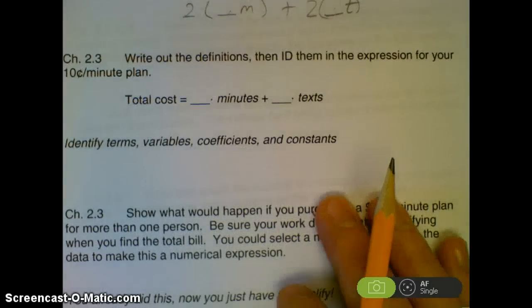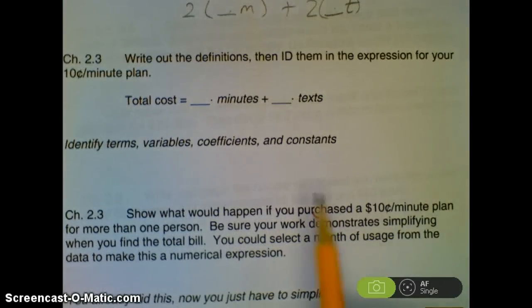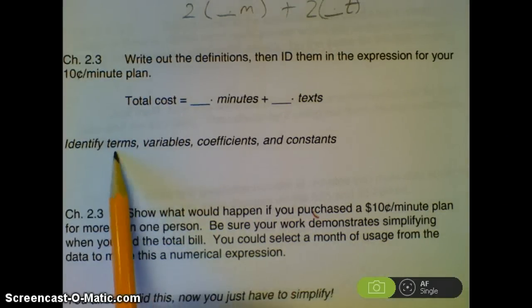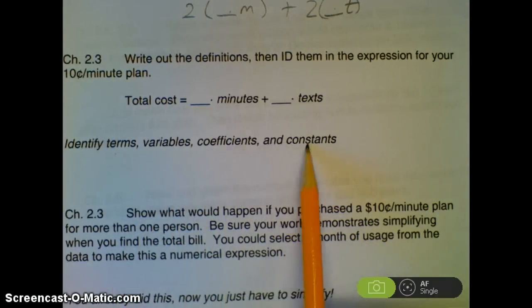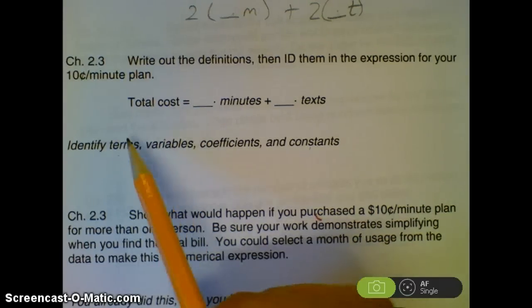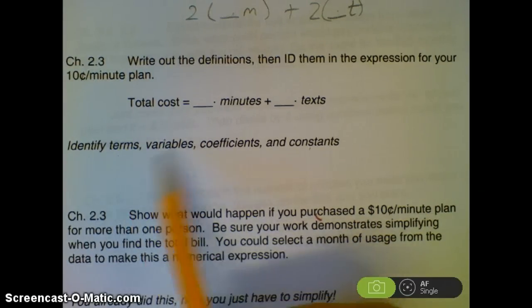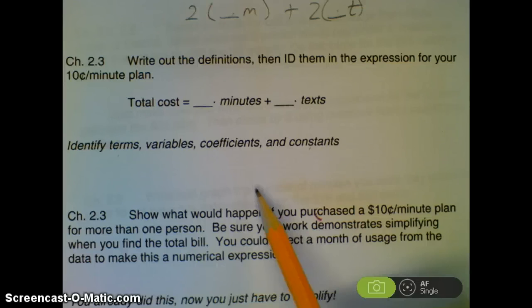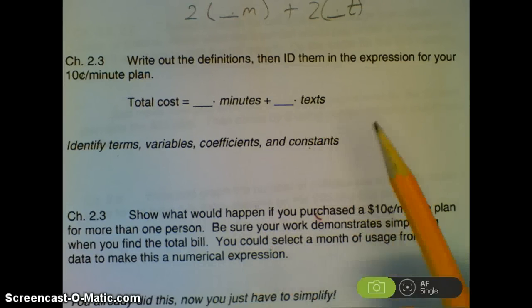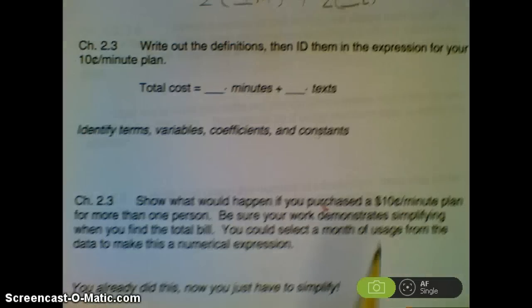Chapter 2, Section 3. Write out the definitions of term, coefficient, constant, and then identify them in that variable expression. So you got to say this is a term, this is a coefficient, this is a constant. Actually, there is no constant, so you won't need to do that. You'll still have to define it.